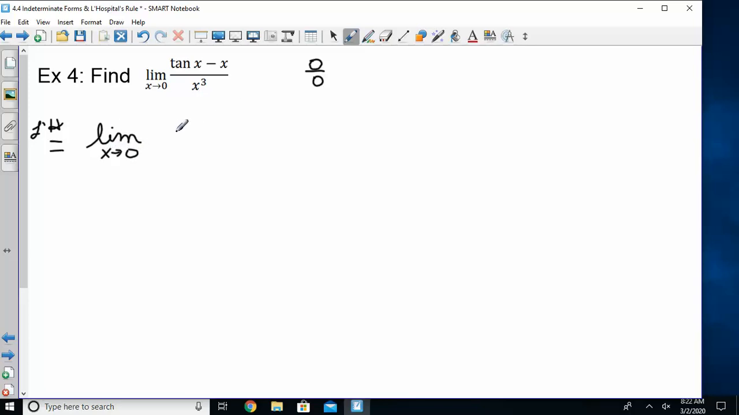Derivative of tangent, secant squared. Derivative of x is 1. Derivative of x cubed is 3x squared. Okay, secant is the reciprocal of cosine. Cosine of 0 is 1, so secant would be 1. So 1 squared minus 1, and 3 times 0 squared, 0. So we have to do L'Hopital's again.